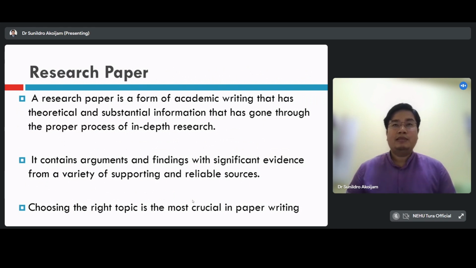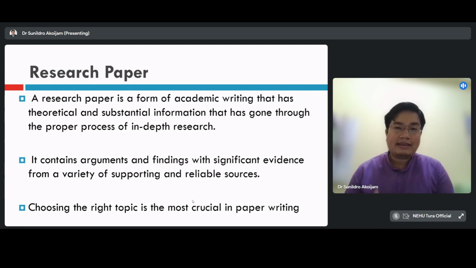So let me tell you that when a young researcher or young faculty writes a research paper, they think of it from their own benefit perspective only. But it's not just the individual benefit that you are getting through a published research paper. That research paper should have some theoretical and substantial information. That means your paper should make significant contributions in extending the theory that has come up till date, and it should give some new and significant information that adds value to the existing literature.